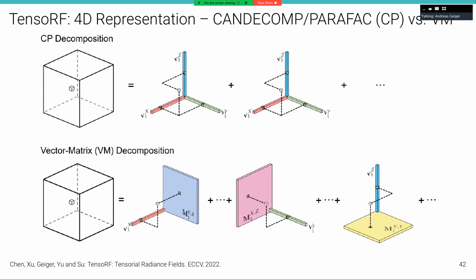So here's an illustration that compares the CP decomposition and the vector matrix decomposition side by side. For the CP decomposition, we just have the vector product. So each of these components is a product of 3 vectors. It's very lightweight, but we need many components to represent the scene. At the bottom, we have the vector matrix decomposition, where we decompose into vector and matrix products. This is more expressive, so we need fewer components, but each of the components itself requires more capacity.